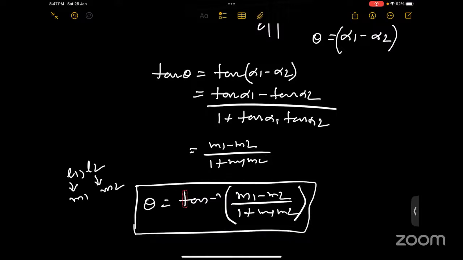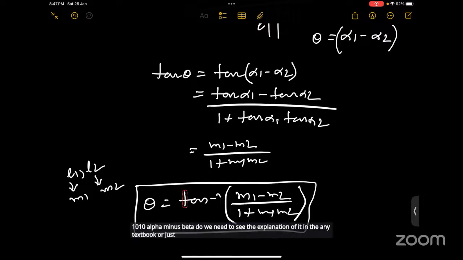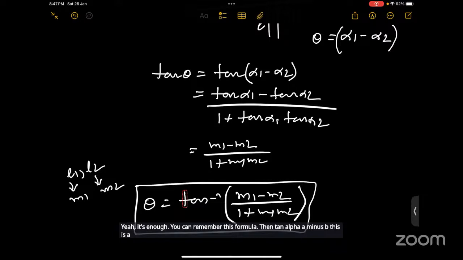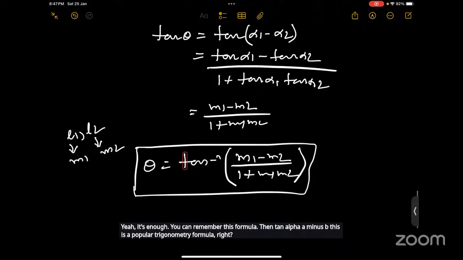Actually, for this tan theta formula, tan of alpha minus beta, do we need to see the explanation of it in any textbook, or is just this formula enough? Yeah, it's enough. You can remember this formula, tan of A minus B. This is a popular trigonometry formula, right? You have learned it in your 11th standard, maybe.